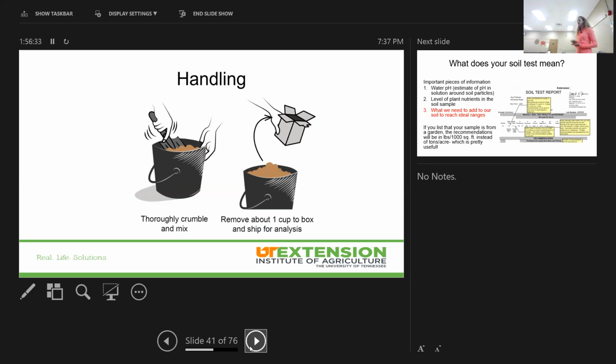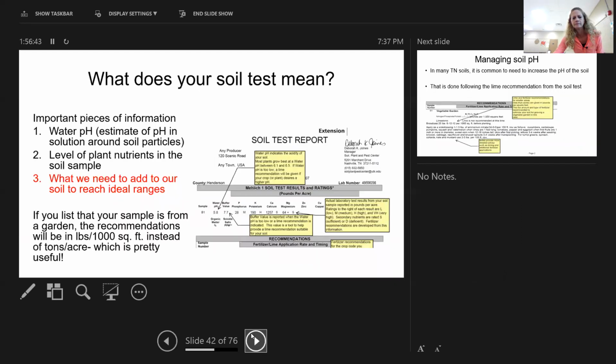So we do have the soil boxes here and the forms, but you can also go online. Let's see if it gives that one. Okay. But yeah, we have the soil boxes here. You can always pick them up and the forms, but you can also do it online. It's just Soil Plant and Pest Center, UT Soil Plant and Pest Center. I would just Google that.